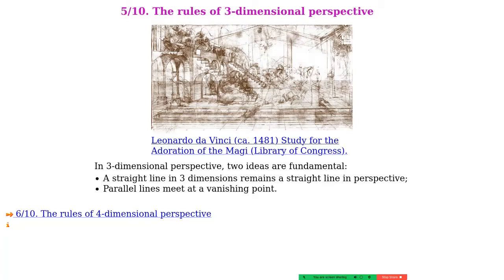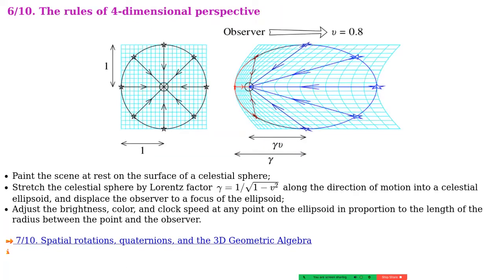In three-dimensional perspective, two ideas are fundamental. A straight line in three dimensions remains a straight line in perspective, and parallel lines meet at a vanishing point. In Da Vinci's image, you can see the vanishing point of the tiled floor, and you can see the straight parallel lines emerging from the vanishing point. Da Vinci used this image to construct a picture which gave the impression of true three-dimensionality. The rules of four-dimensional perspective are similarly straightforward to understand even without the benefit of mathematics.